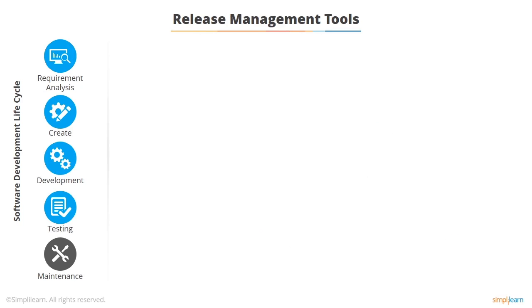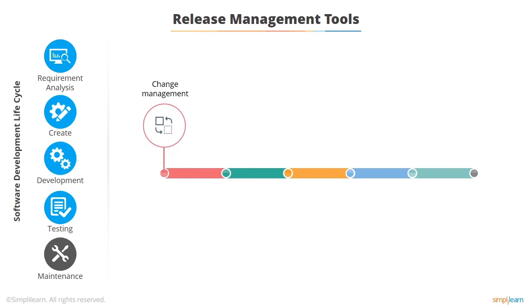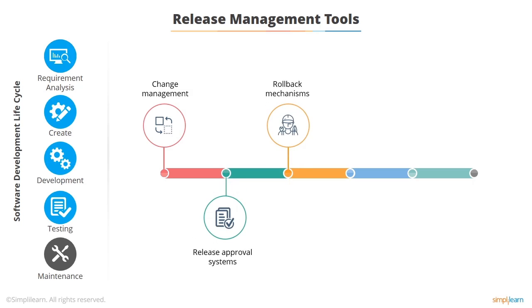Then we've got release management tools, which are also very important. Change management systems. We don't make change into production unless it's been fully documented and approved. We need approval systems to approve releases. We need to have important rollback mechanisms. If we deploy an erroneous system into production, we need to get back to the previous version as quickly as possible. We need to automate the process of release.